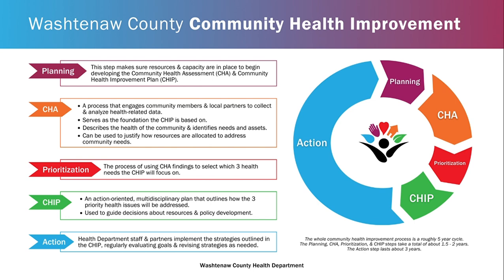Next, I just wanted to mention the Community Health Assessment, Community Health Improvement Plan process that is taking place right now. On this slide, there is an image of the CHA CHIP cycle, which some of you may already be familiar with. This is an approximately 5-year cycle overall, with most of the time spent in the action phase, and we have already completed the planning, community health assessment, and prioritization phases. The top 3 health priorities that arose from these first 3 phases were mental health, healthcare access and navigation, and access to healthy foods. We are currently moving into the 4th phase, which is the Community Health Improvement Plan phase, which is to be followed by the action phase.